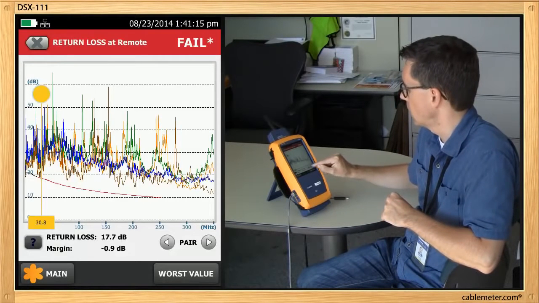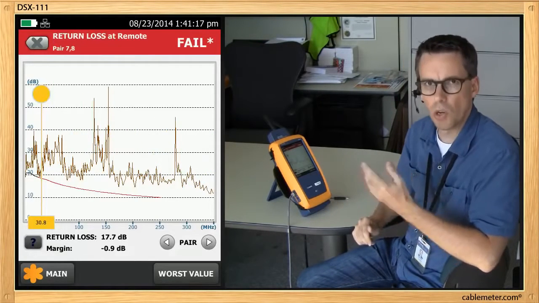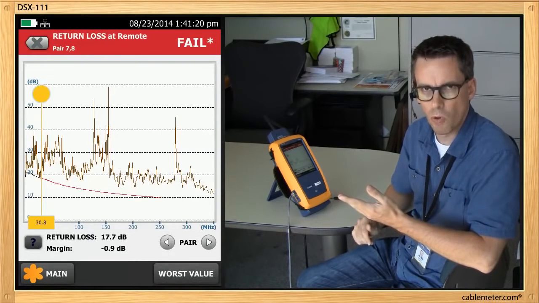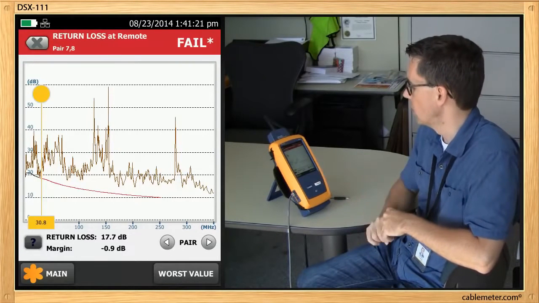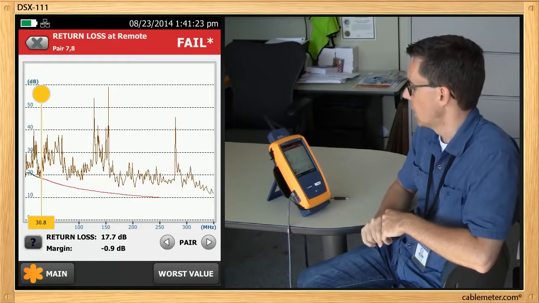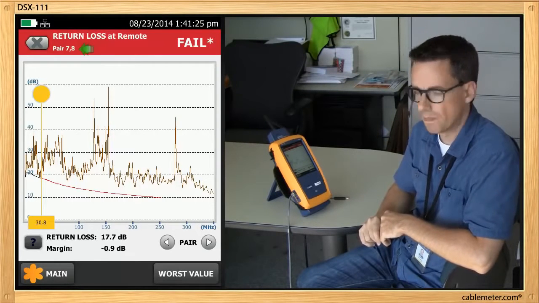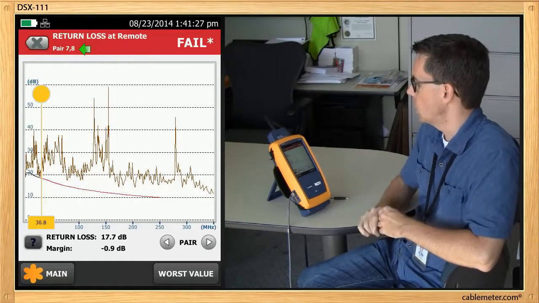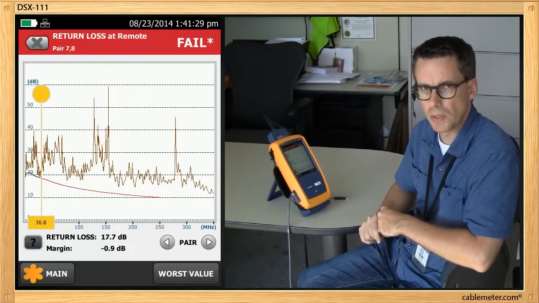So if I tap here next to pair, it's going to automatically jump to the worst performing pair, the pair that caused the fail, or actually the marginal fail of minus 0.9 dB. And in the top left hand corner, it tells me it's pair 7/8.